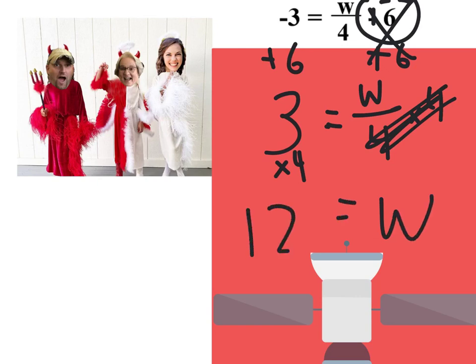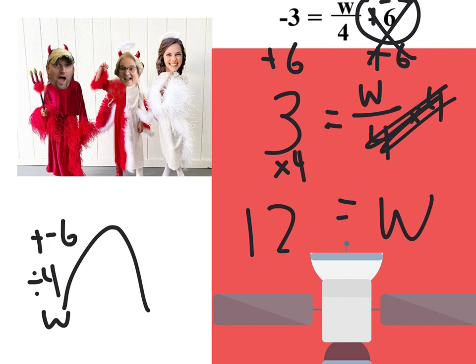W equals 12. Here's what it looks like with rainbow. There was a W that they divided by 4. Then they added negative 6. They got negative 3. Now to undo plus negative 6, you need to change one of them. You don't want to do leave, change, opposite. That'll be doing the same thing.